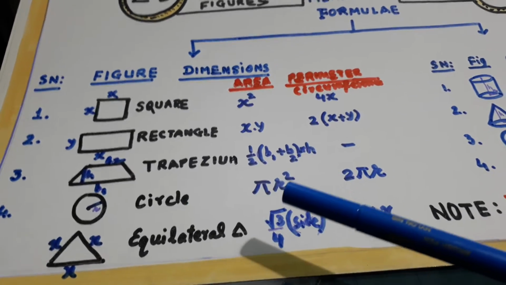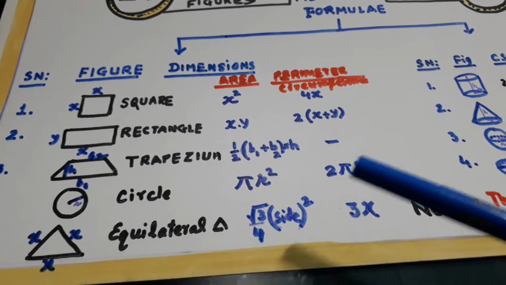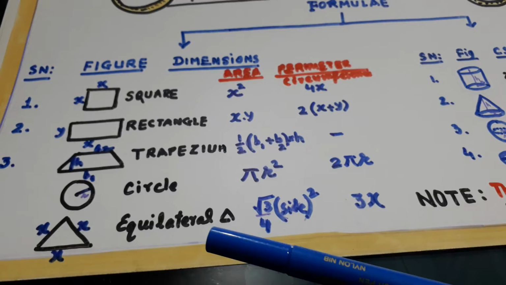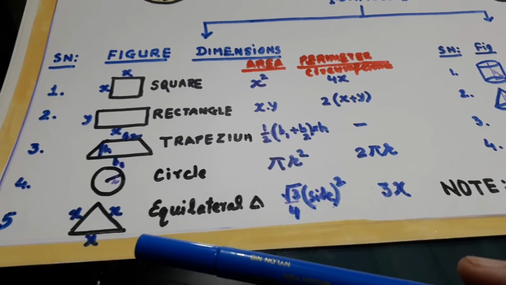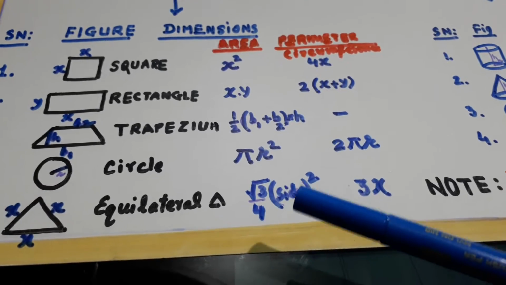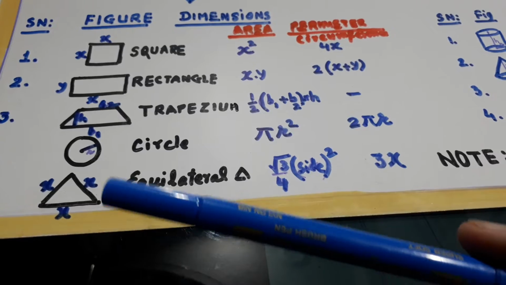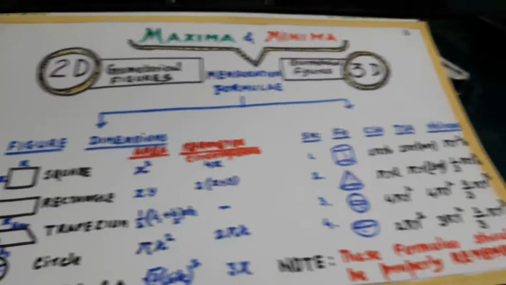Now area of circle you know already, pi r square, and circumference is 2 pi r. Equilateral triangle, all the sides are equal. So its area is root 3 by 4 side square. And the circumference is the sum of all the three sides, that is 3x. Let us go to 3D.